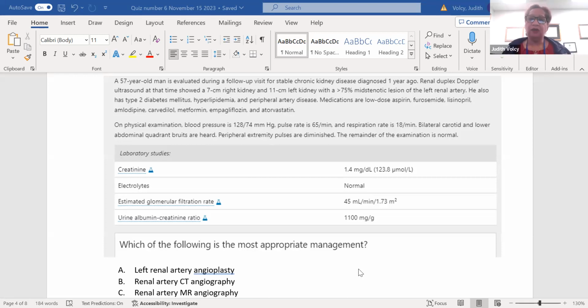So, as we said, you look at the size of the kidneys. Large size kidneys point more to diabetes or amyloid. Small size, both kidneys small, points to hypertension, chronically uncontrolled. Okay, so you said hypertension, right?